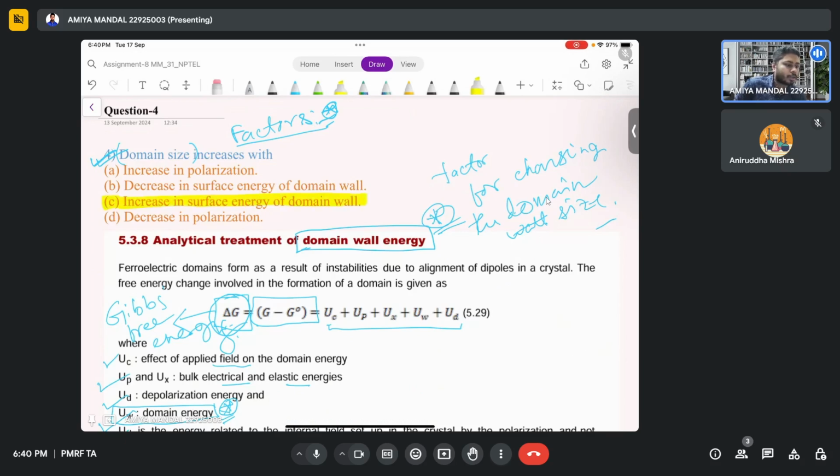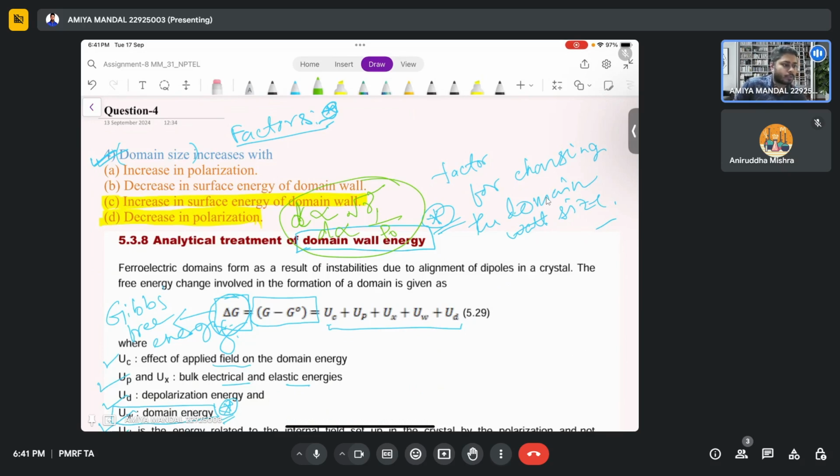This is the one option, a decrease in polarization. This is the two option, as gamma is varying with root over of D, D is varying with root over of gamma, and D is inversely varying with P naught. These two concepts are mainly applied here.